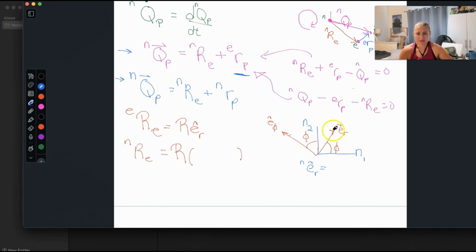If I break this ER up into components, it's going to be cosine phi N1 plus sine phi N2. So all I have to do is put this in here. I know that it's going to be some magnitude R, so this is going to be R times cosine phi N1 plus sine phi N2.